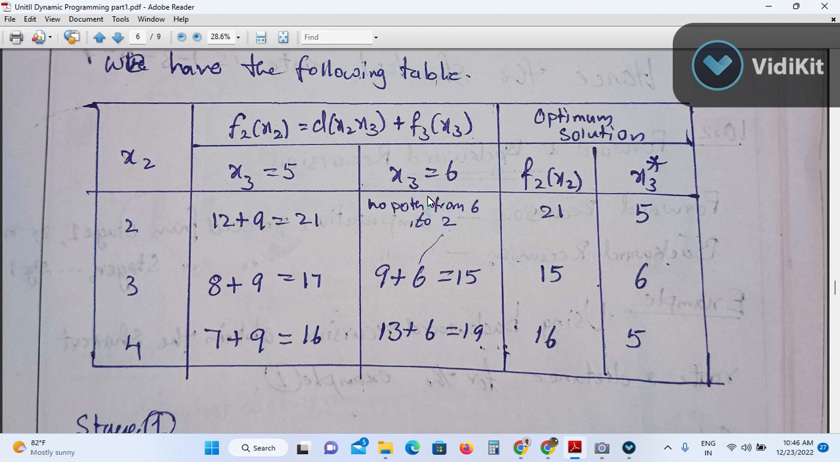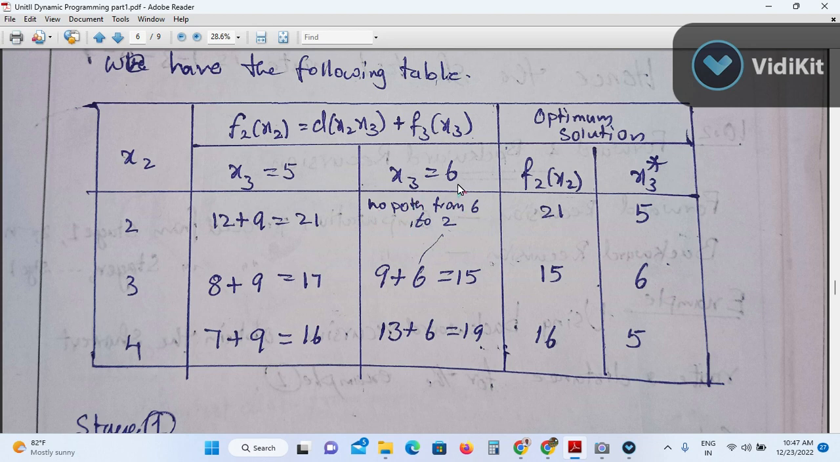Now thinking about this case, if I consider x3 equal to 6 and x2 equal to 2, there is no route to reach from 2 to 6. If you go through the network, you can observe it. There is no route, right? Therefore, it does not exist. The reason is that there is no route to reach from node 2 to 6, so it should not be considered. That's why I'll put it here: there is no path from 6 to 2, so we have to omit this case.